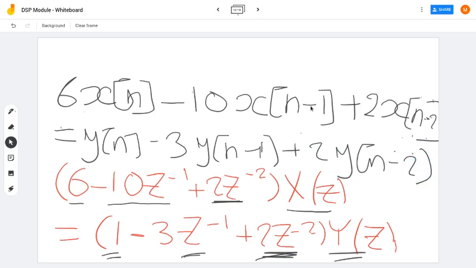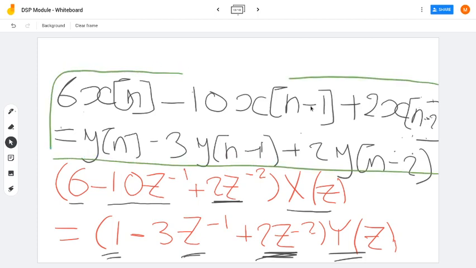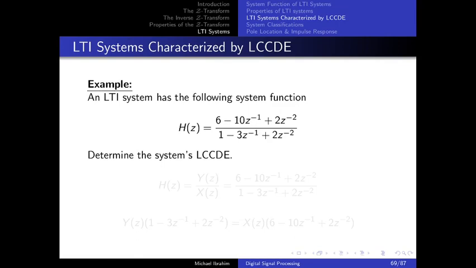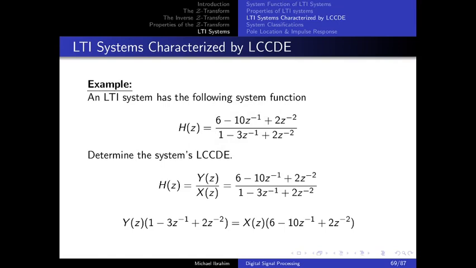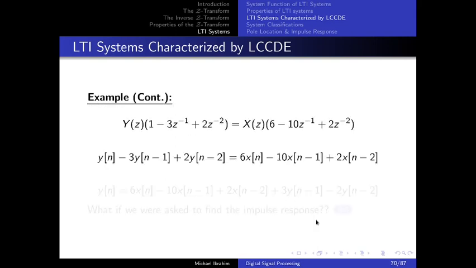So now we have our LCCDE. This is the equation we are looking for. Now we can write it in a more clear form, which is usually y[n] equals. So we will move all these terms to the other side of the equation. So now H(z) is Y over X, and now we can multiply the polynomial in the numerator with X(z) and the polynomial in the denominator with Y(z), and then we can do the inverse, and this would be the difference equation.